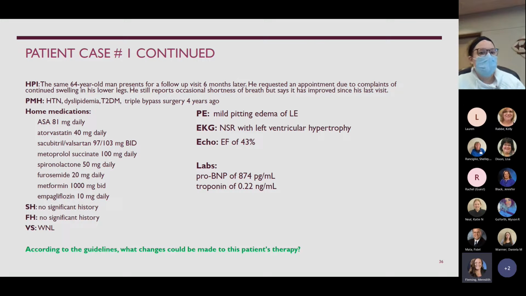So we've got our follow-up with that same patient who presented to us 6 months ago, now requesting an appointment due to complaints of continued swelling in his lower legs. He still reports having occasional shortness of breath, but it has improved since his last visit. We've made our changes to his medication therapy. Go ahead and take a second to review and then let us know what changes you think could be made to his therapy based off of his presentation today.